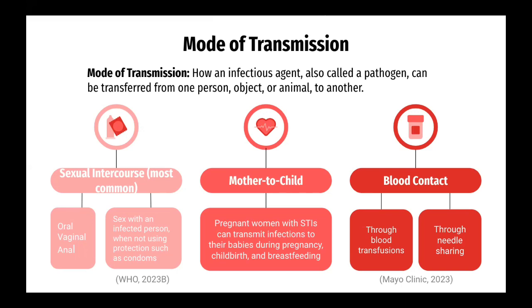STIs such as gonorrhea, chlamydia, HIV, and syphilis can also be passed from mother to infant through the placenta, birth canal, or contact with open sores, and it can result in serious complications for the infant. Lastly, STIs can be transmitted through blood to blood contact. This can occur by sharing syringes or equipment to inject drugs, body piercing equipment, or tattooing needles.